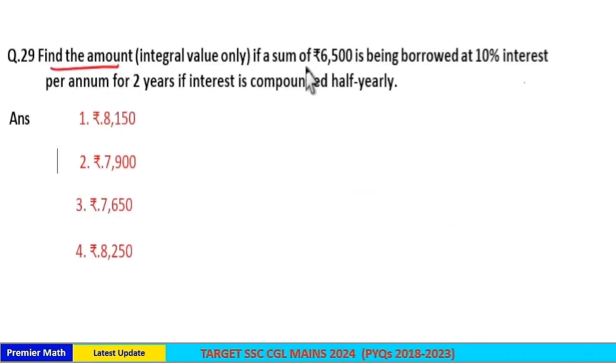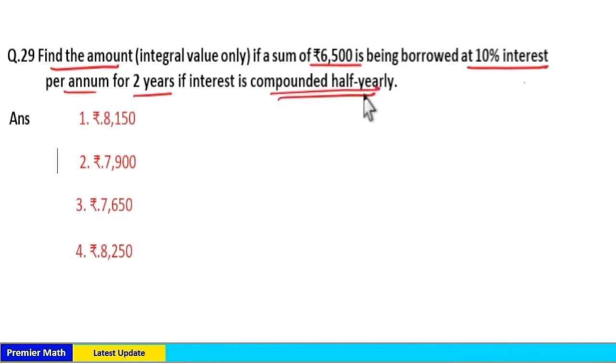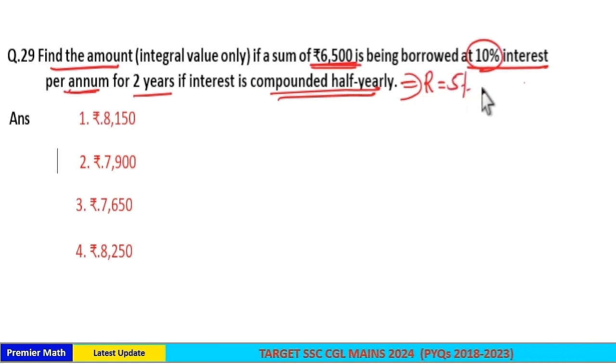Find the amount. If a sum of rupees 6500 is being borrowed at 10% interest per annum for 2 years, if the interest is compounded half yearly. Compounded half yearly means every 6 months interest is added to the principal. Now 10% is the rate for 1 year. Then for half year rate is equal to 5%.